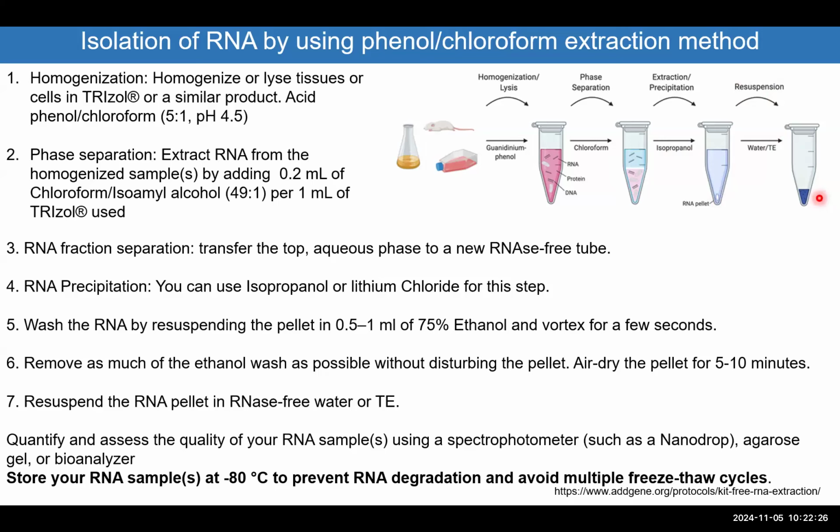Be careful that the RNA has to be stored at -80. Prevent using it multiple times. If you want to use it multiple times, you have to make aliquots, so you take it and use it right away. Don't do freeze-thaw cycles.